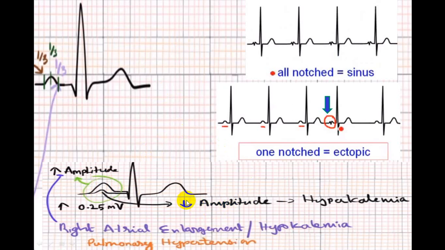While P wave amplitude is very low in case of hyperkalemia. So that will be peculiar. And sometimes you can see a low amplitude also in case of left atrial enlargement. It will be broad and notched. So this is regarding amplitude. And here you can see that this is a notched P wave.